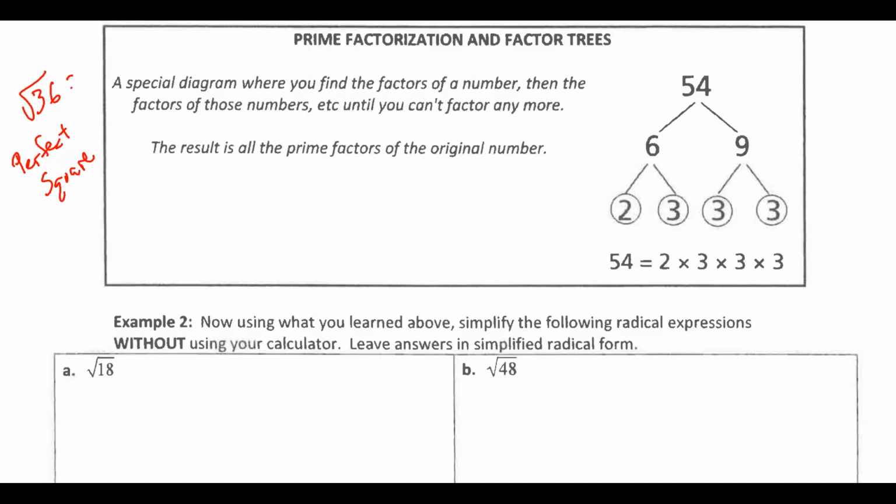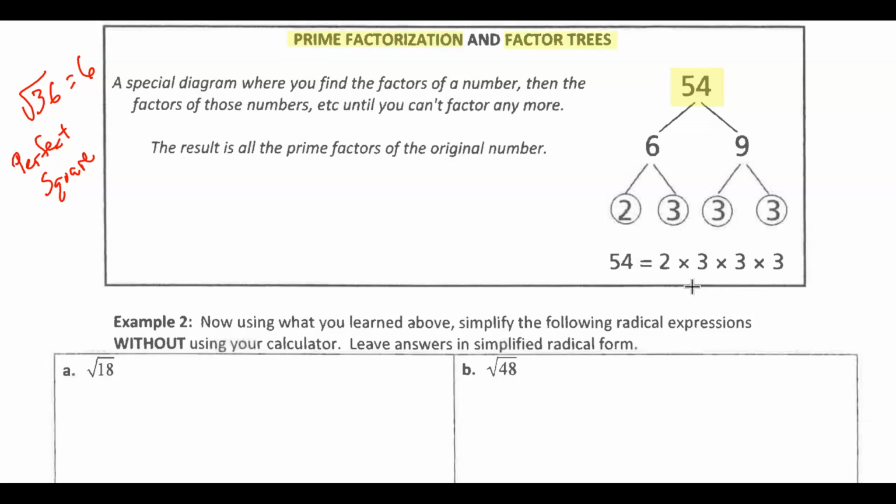Because the square root of 36 is equal to 6, there's a number. Sometimes it won't be a perfect square. For example, 54. Okay, 54 is not a perfect square. So in order to simplify it without using a calculator, what we do is we break it up into prime factorization, and we use a factor tree.